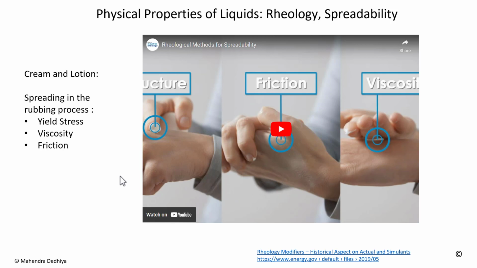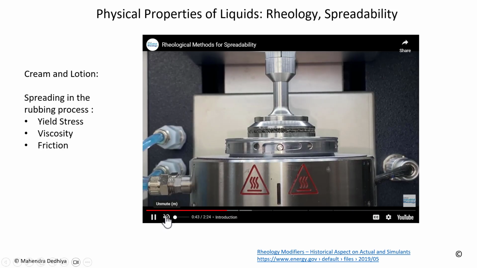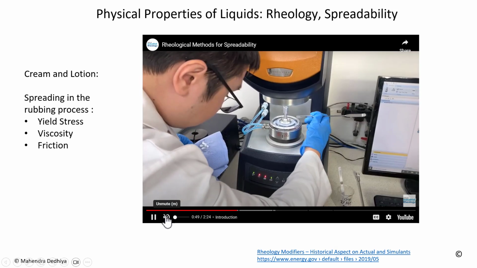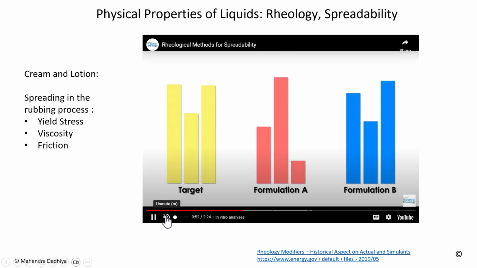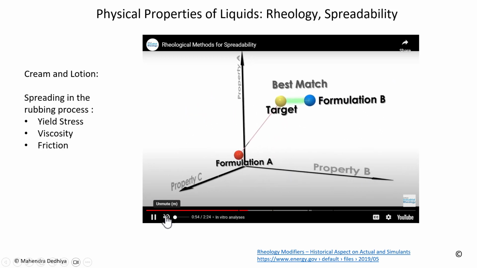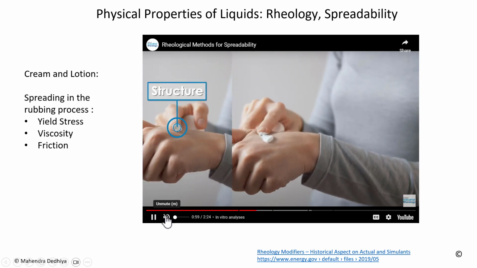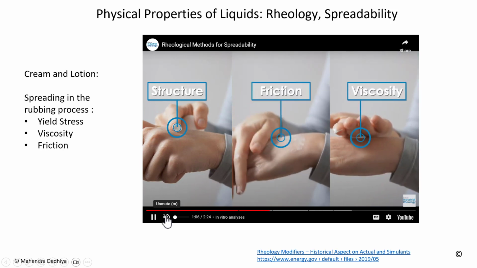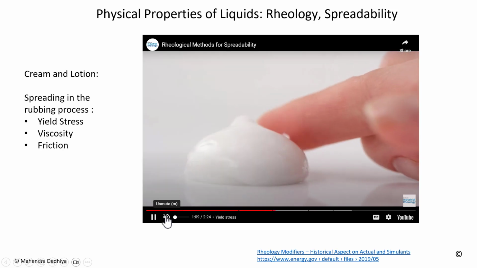Cosmetic as well as pharmaceutical topical products are used by spreading, and the spreading process involves yield stress and viscosity. This can be seen in this video. In order to measure these properties, mechanical devices such as those shown here, texture analyzers, are used, and they provide better understanding of structure, friction, and spreadability rather than using sensory analysis in humans.